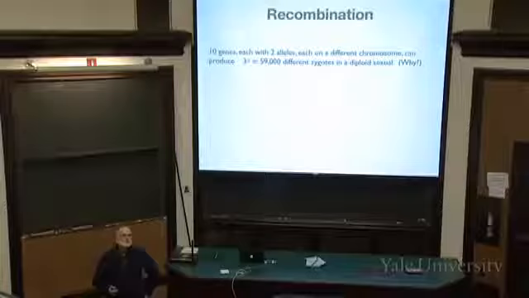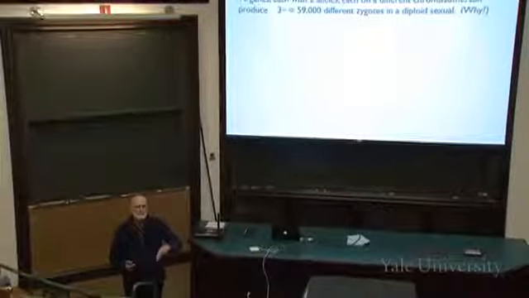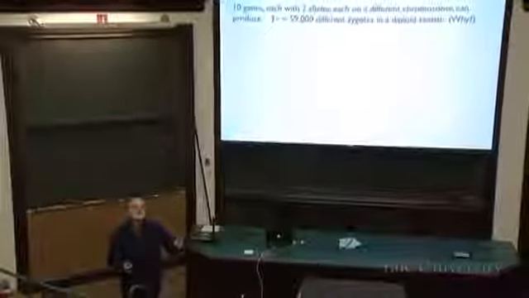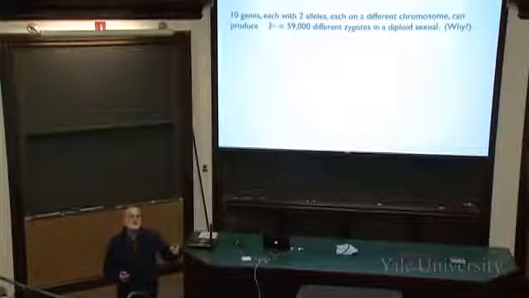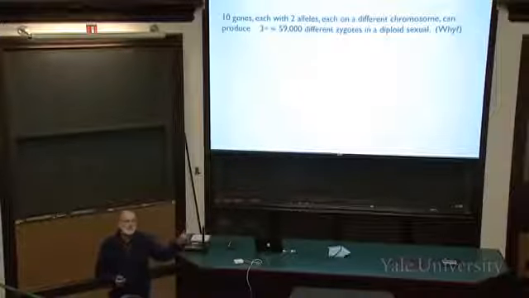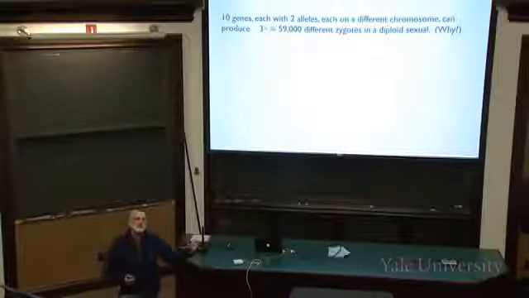How many genotypes are there for the first gene? How many different combinations of big A, little a are there? 3. Big A big A, big A little a, little a little a. So there are 3 things that the first gene can do. There are 3 things that the second gene can do. There are 3 things that the third gene can do, and there are 10 genes. So we multiply them to get the number of different combinations. And if they are independently assorting on different chromosomes, that will result in 59,000 different zygotes.